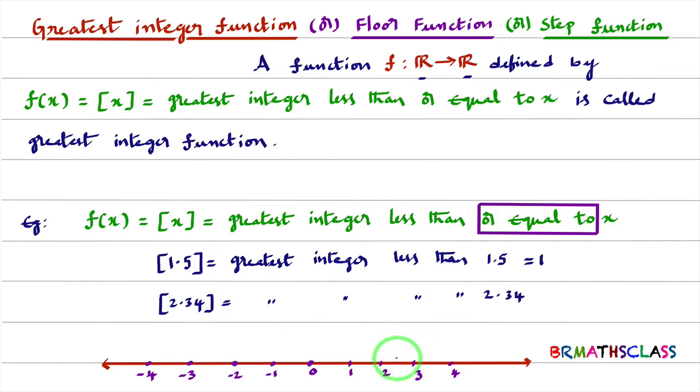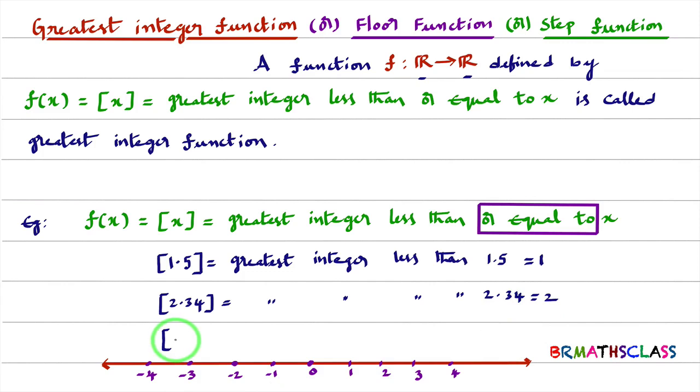You identify where 2.34 is on the number line. See, this is 2.34. Now you mark all integers which are less than 2.34. These are integers less than 2.34. All these are integers which are less than 2.34. In these integers, which one is greatest? You see here, this is greatest. So what is step 2.34? Step 2.34 is 2. I hope you are understanding.